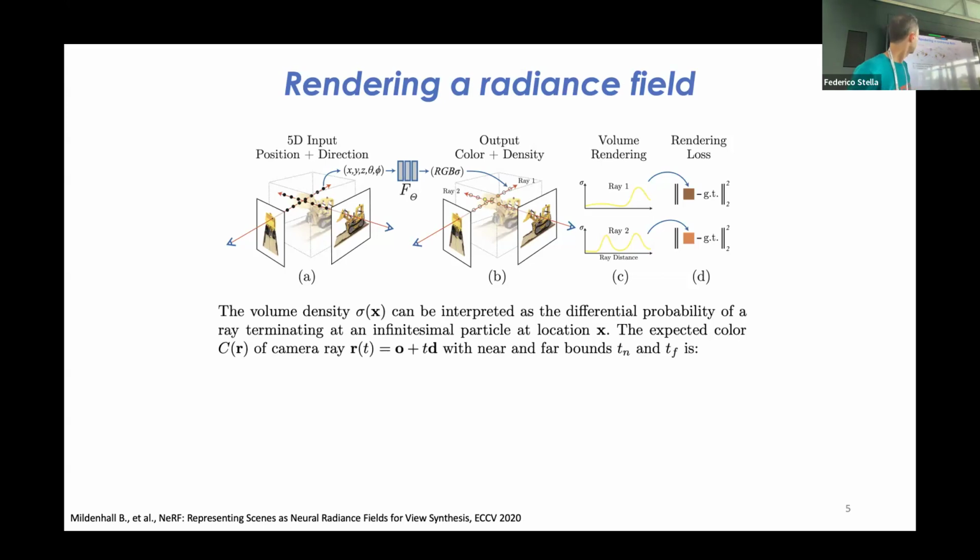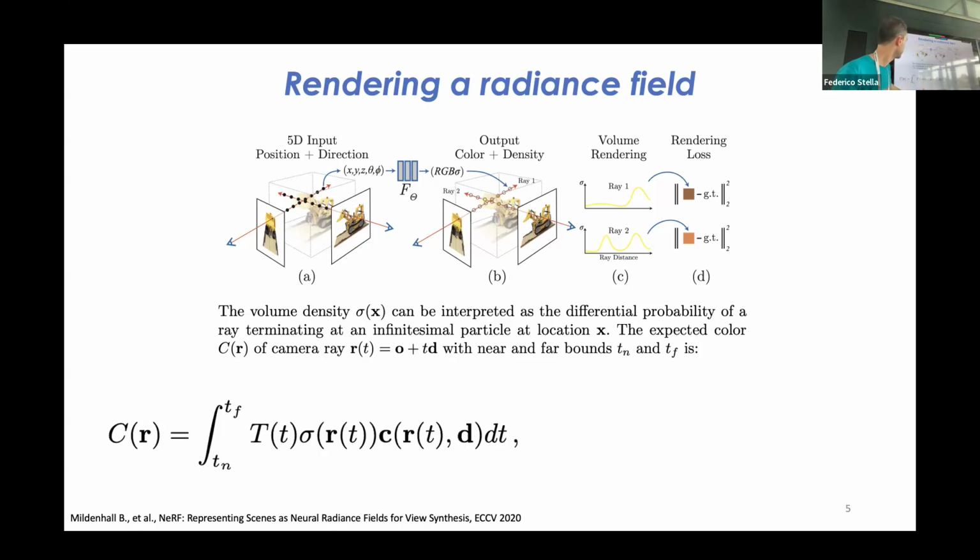And it says here, directly from the paper: the volume density sigma(x) can be interpreted as the differential probability of a ray terminating at an infinitesimal particle at location x. The expected color of the camera ray with near and far bounds is this. Okay, so let's parse through it.